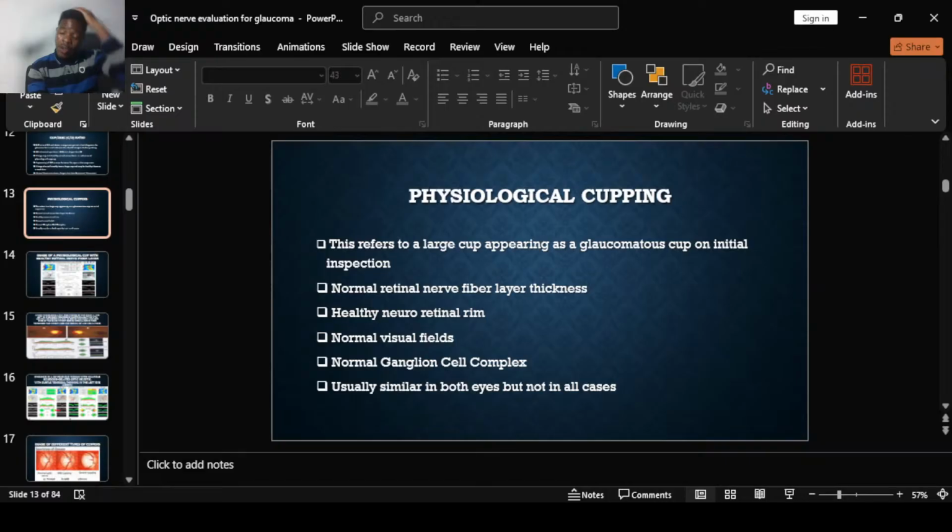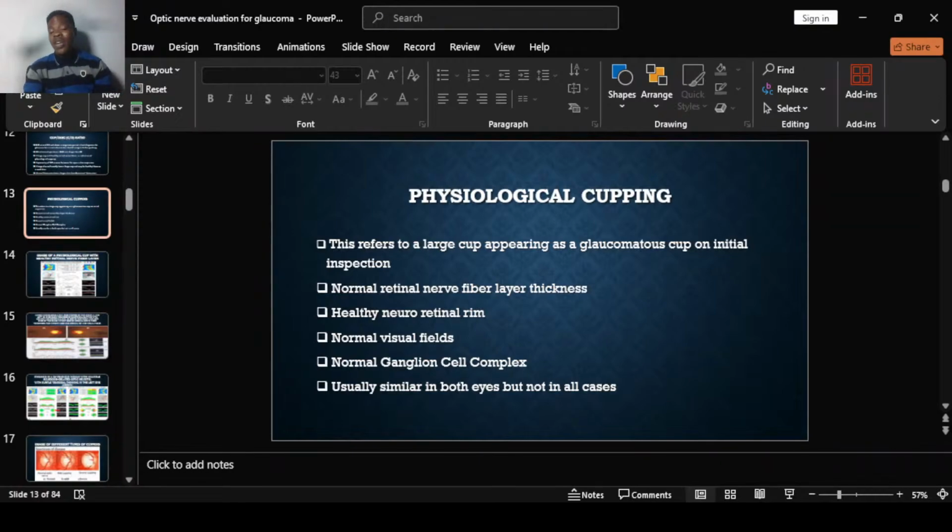And also when you do your CVF, you will see normal visual fields in most physiological cups. Also, when you inspect the ganglion cell complex, it appears normal. So with all this in place, we can confidently say that this cup is a physiological cup and not a glaucomatous cup.